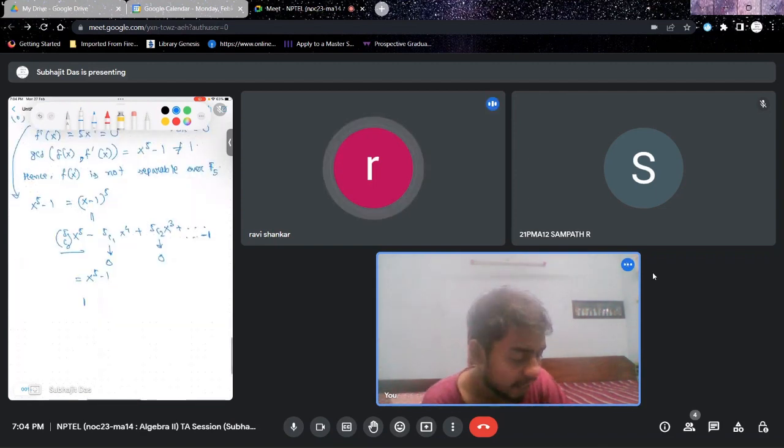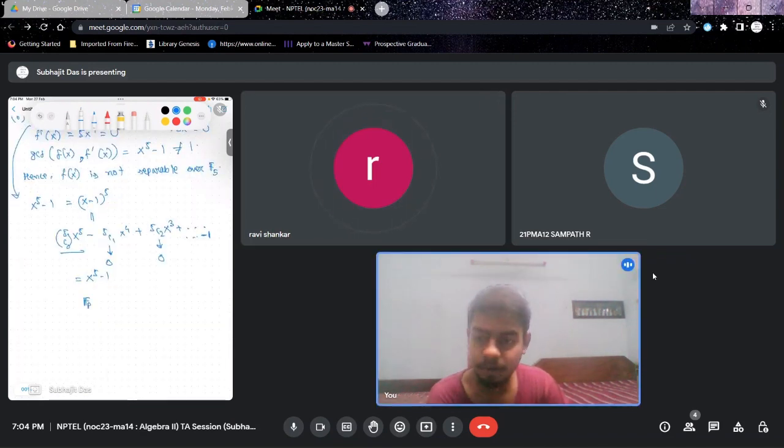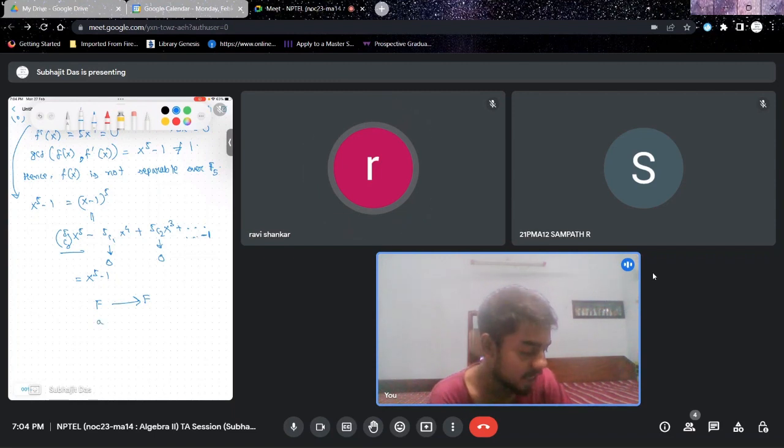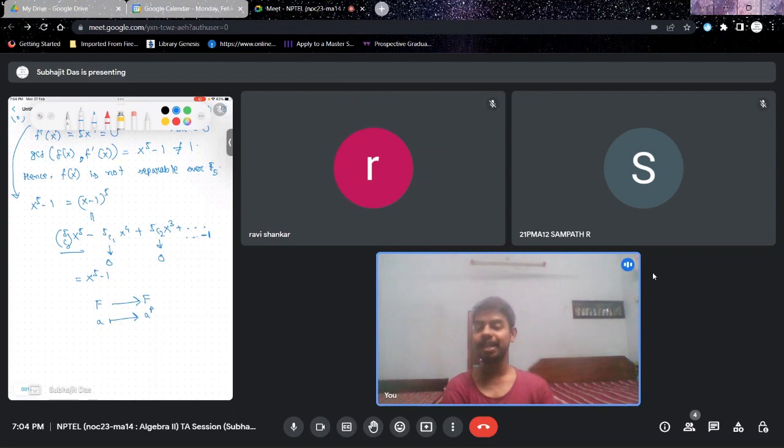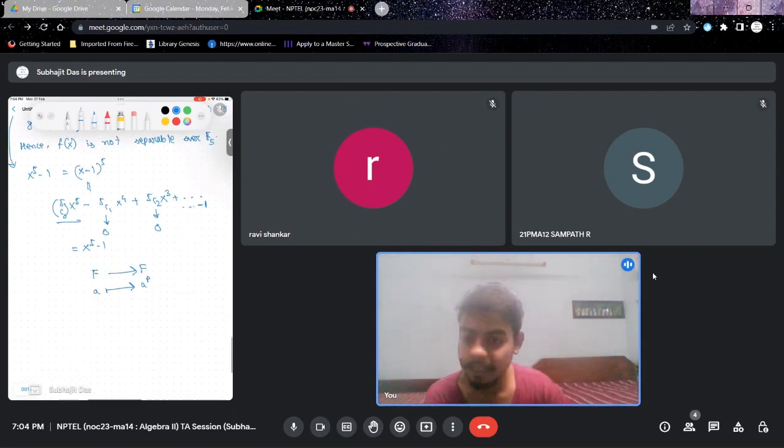Over any field of characteristic p, if you take any field F of characteristic p, then this map from F to F sending a to a to the power p is called the Frobenius endomorphism. This is a field homomorphism, you can check. This is certainly multiplicative, that is easy, precisely because F is commutative, but it also preserves addition, because (a plus b) to the power p is a to the power p plus b to the power p, precisely because the field has characteristic p.